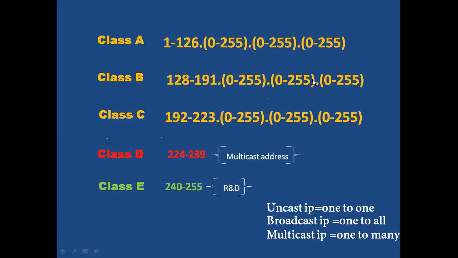So I have already mentioned that the complete class D range is called multicast address.